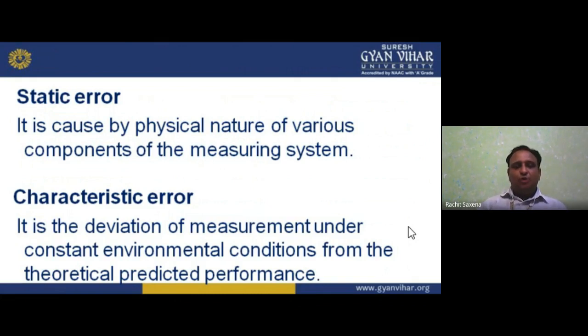Characteristic error, if I am talking about it, is a deviation of measurement under constant environmental conditions from the theoretical predicted performance.